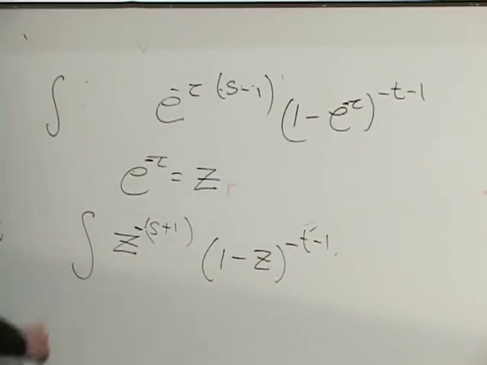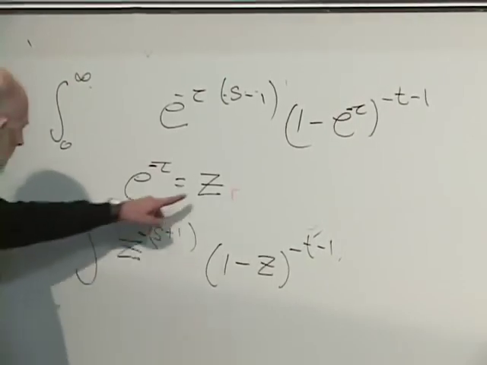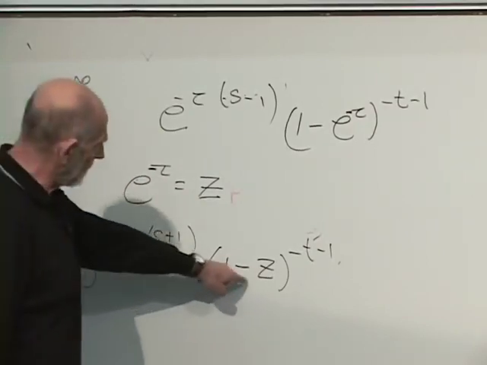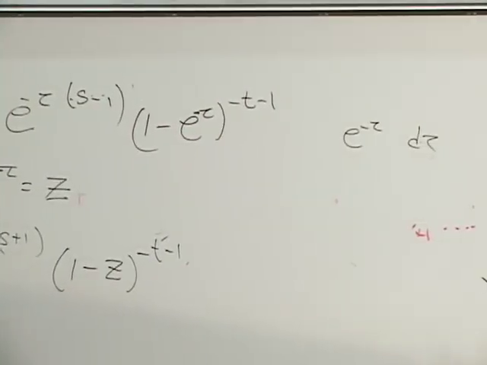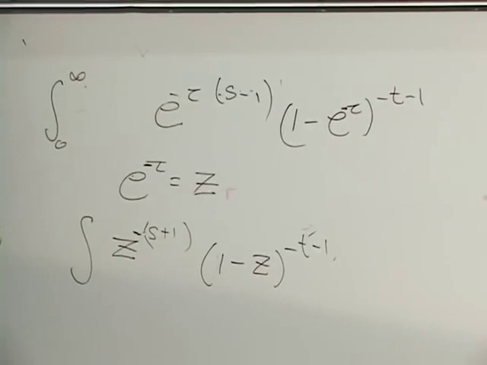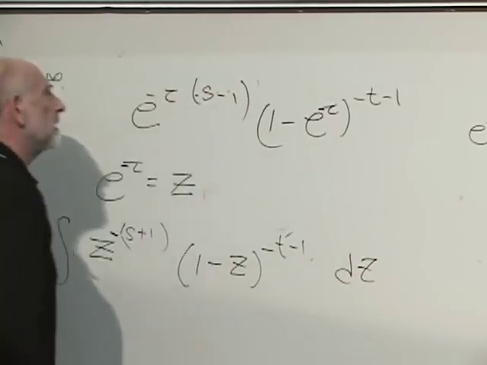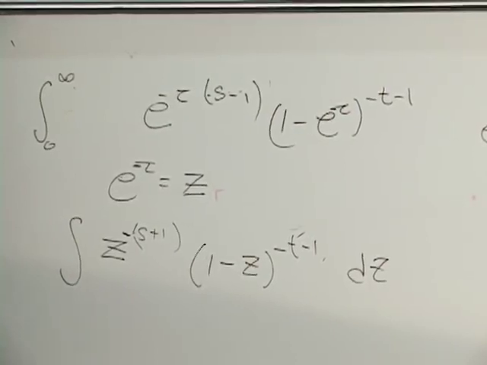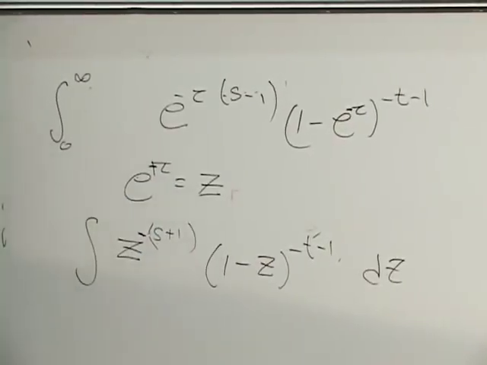Oh, incidentally, this integral goes, I think, from 0 to infinity. Is that right? Yes, it does. All right. This becomes 1 minus z to the minus t minus 1. And what is d tau times e to the minus tau? It's just dz. I think I got it. Did I get that right? I've lost track of whether this is plus or minus here. I don't remember. But it's just dz.